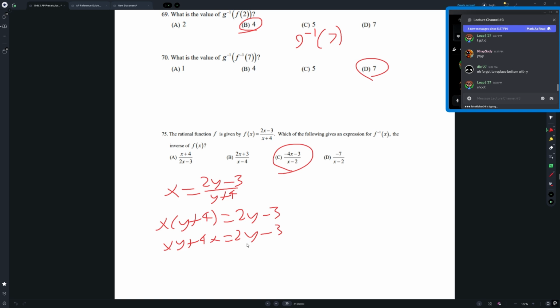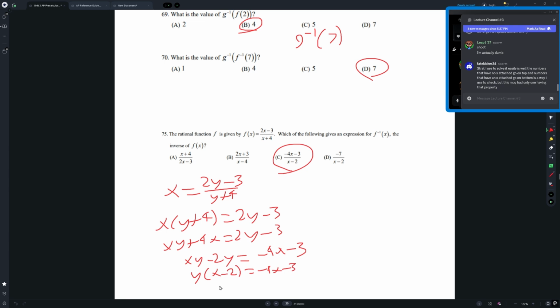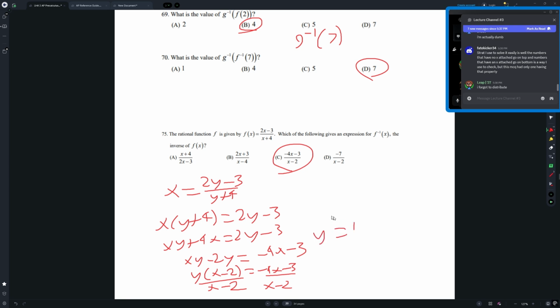Then we're going to bring x to this side and say xy minus 2y is equal to negative 4x minus 3. Factor out y. This would be y times x minus 2 is equal to negative 4x minus 3, divided by x minus 2. So y is equal to negative 4x minus 3 over x minus 2.